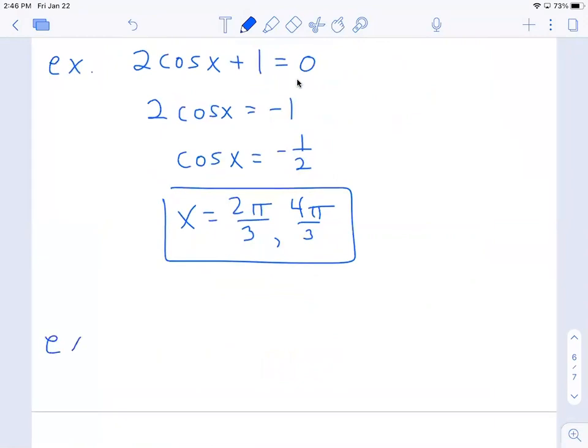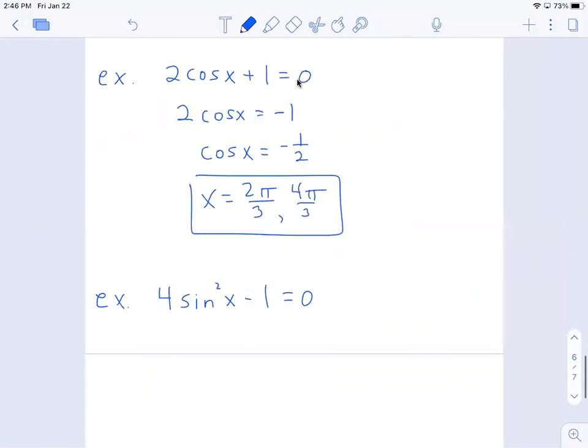All right, next one. 4 sine squared x minus 1 is equal to 0. So I want to get the trig part by itself. I want to get the sine squared by itself. So I'm going to move the 1 over and then divide by 4. So I'd get sine squared x is equal to 1/4. I skipped a step in there, but you guys loved skipping steps, so I figured I'd join in.